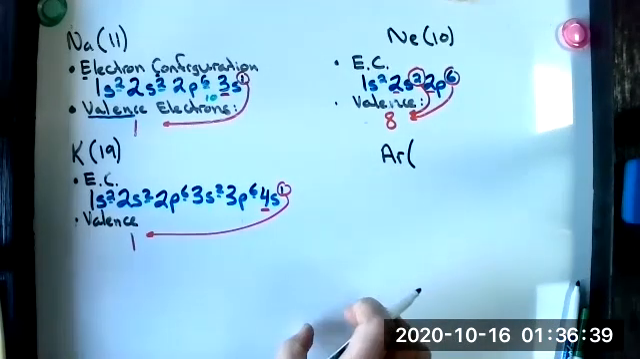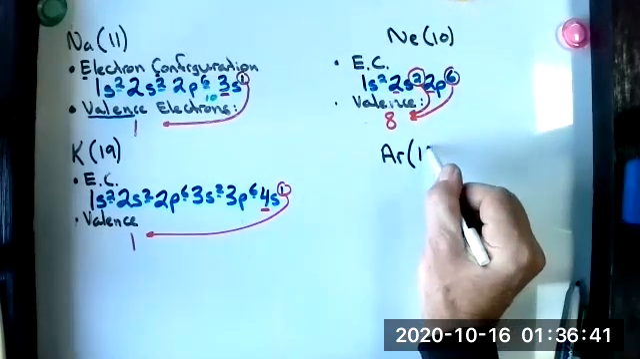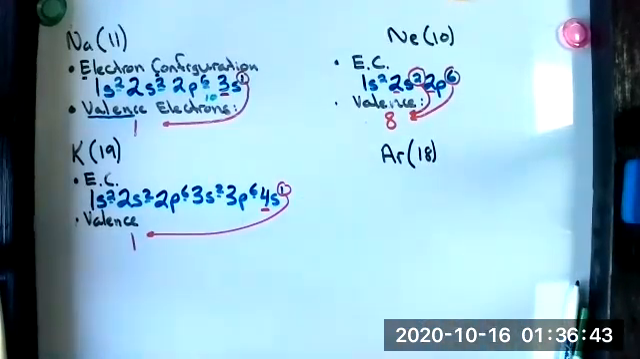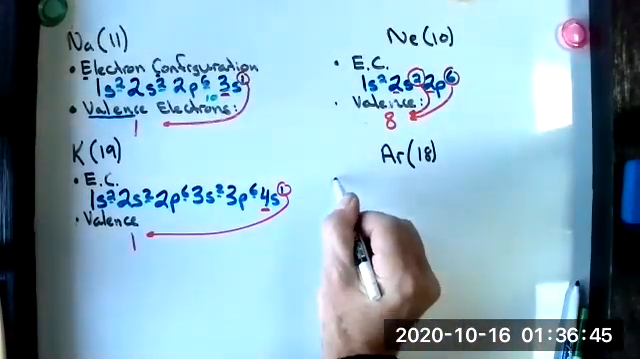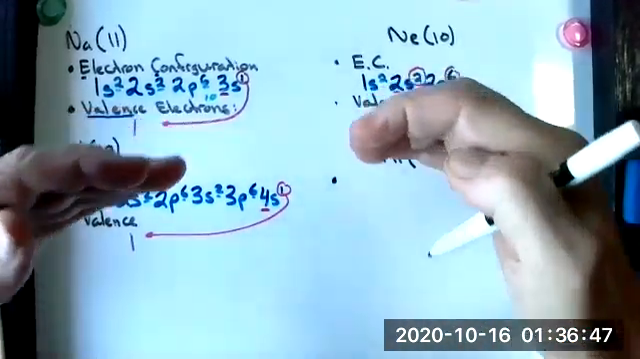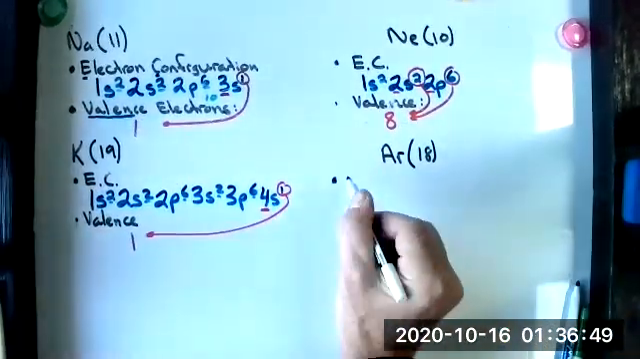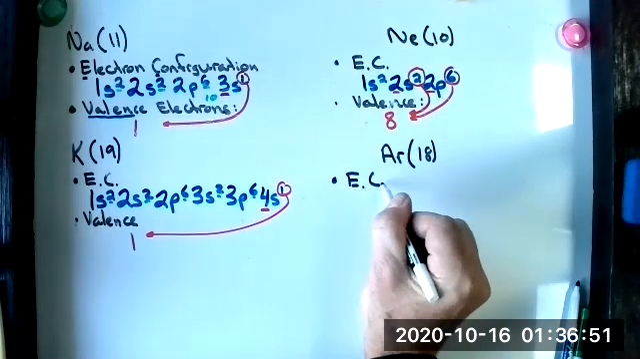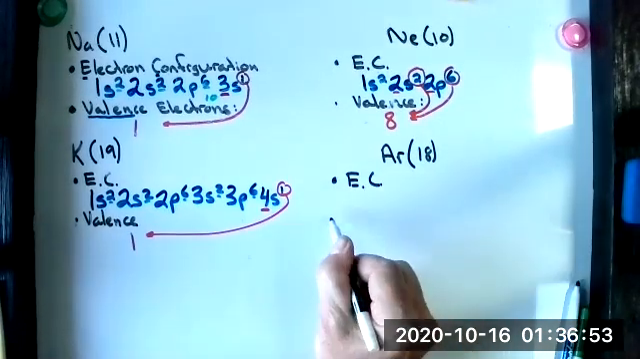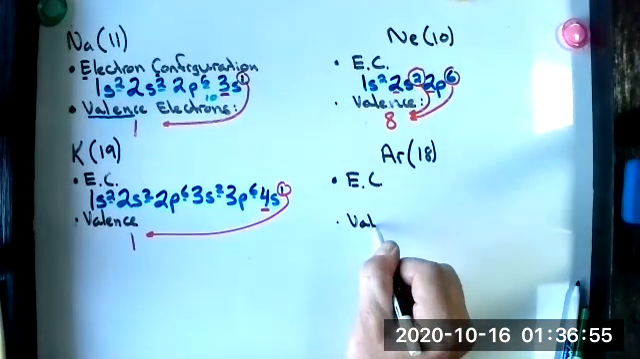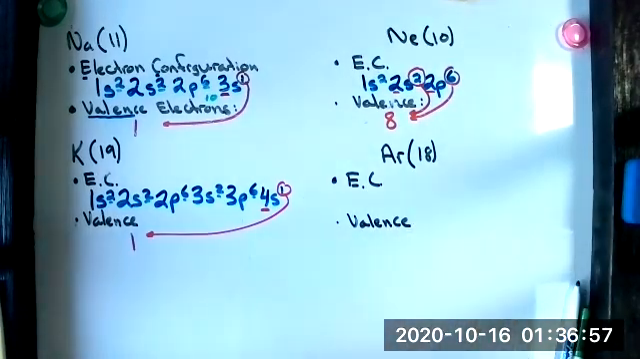Argon, 18. Would you please? You're probably getting better at this each time you go. Come on, keep going. Give me the electron configuration quickly, and would you please give me his valence? Okay, I'll stop.